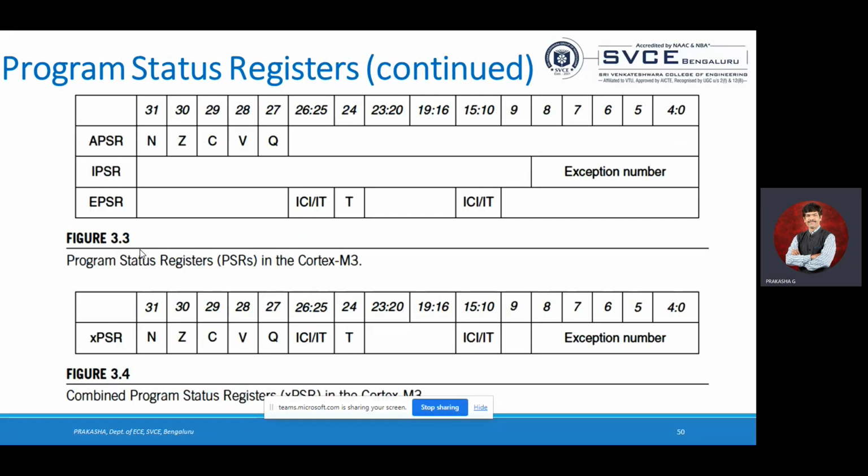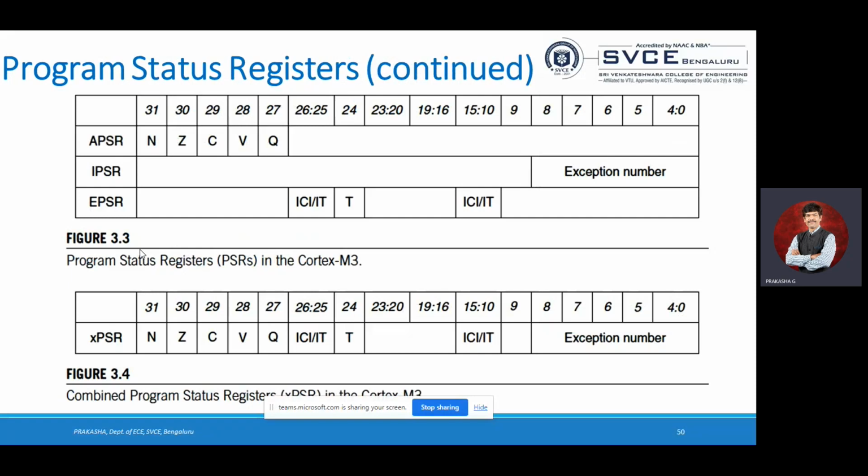Now, very important. This is a definite question in the examination. With a bit format, explain the PSR. So what you have to do, you should write the 32-bit format. And on the left side you are having NZCVQ. NZCVQ is very, very important. What does NZCVQ indicate?